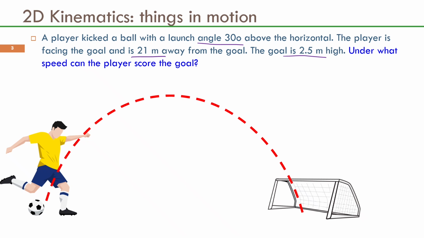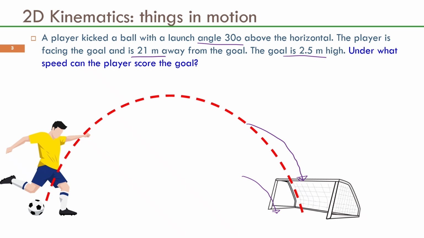This question looks a bit tricky in the beginning, but if we think about it, we can look at the two extreme situations. One extreme situation is the ball just hits the upper crossbar. Another situation is the ball just hits right in front of the goal line. So any speed in between should help the player score the goal. In other words, we just need to look at these two extreme cases.